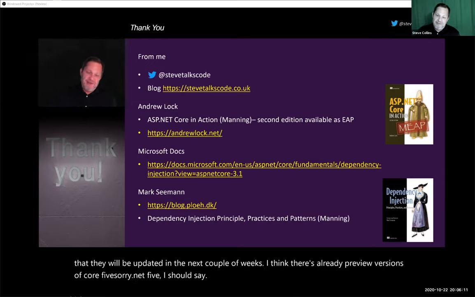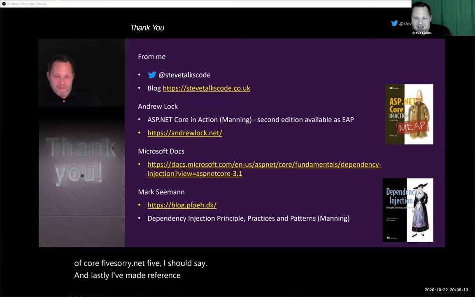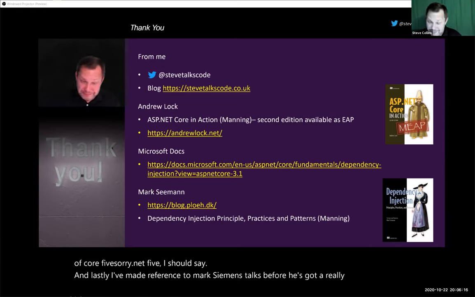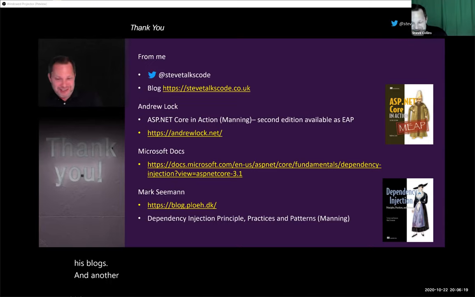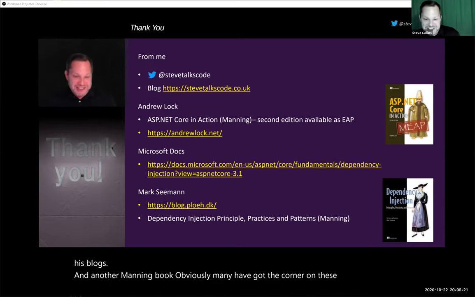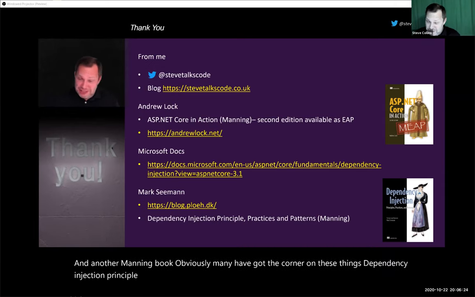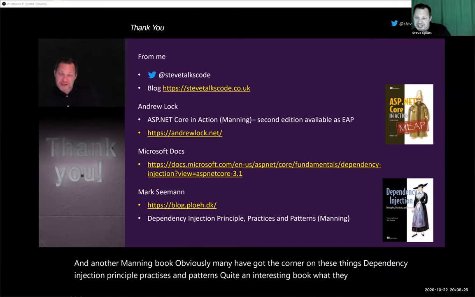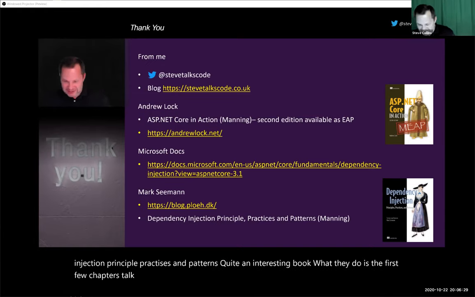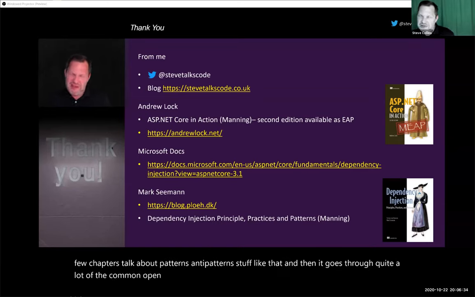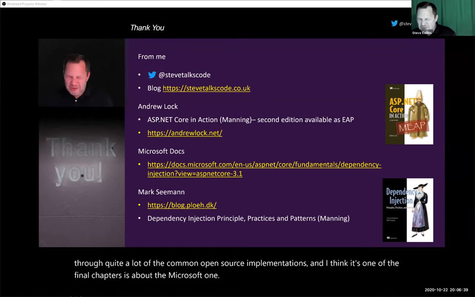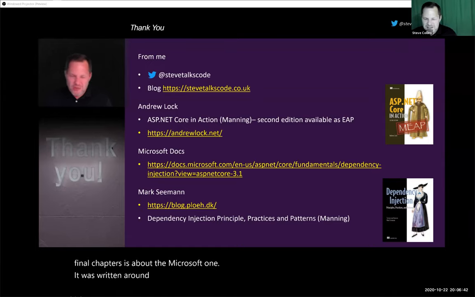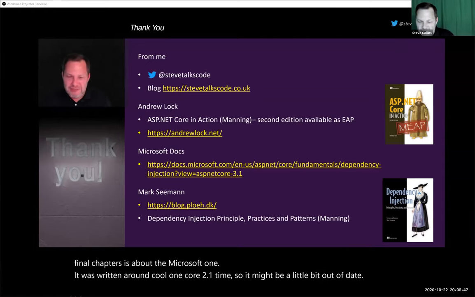And lastly, I've made reference to Mark Seemann's talks before. He's got a lot of really good stuff on his blogs. And another Manning book, obviously Manning have got the corner on these things: Dependency Injection Principles, Practices, and Patterns. Quite an interesting book. The first few chapters talk about patterns, anti-patterns, stuff like that. And then it goes through quite a lot of the common open source implementations. And I think one of the final chapters is about the Microsoft one. It was written around Core 1, Core 2.1 time, so it might be a little bit out of date. Whether there's a new version upcoming, not sure.